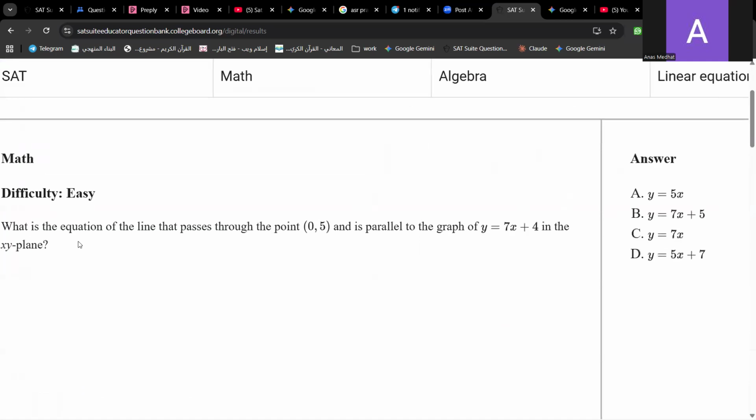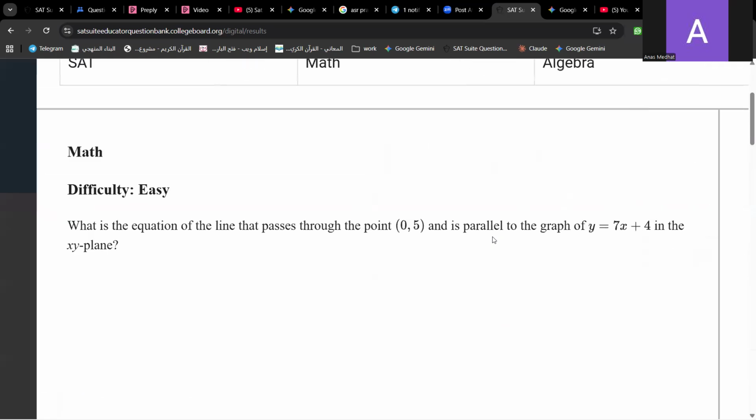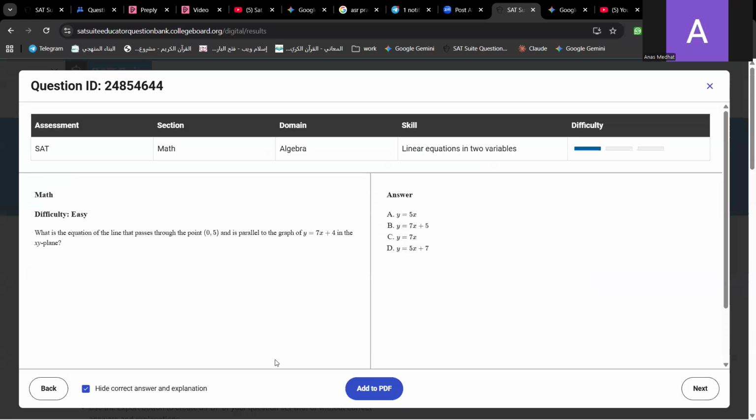What is the equation of the line that passes through the point (0, 5) and is parallel to the graph y equals 7x plus 4? We know that it's parallel, so it should have the same slope. And this is the y-intercept, because x is 0, y is 5. So it should be 7x plus 5. Answer is B.